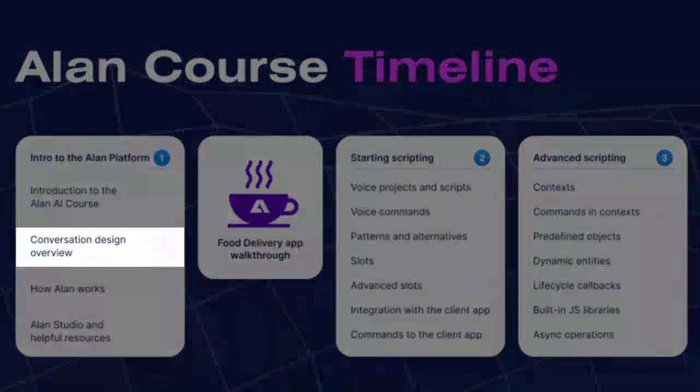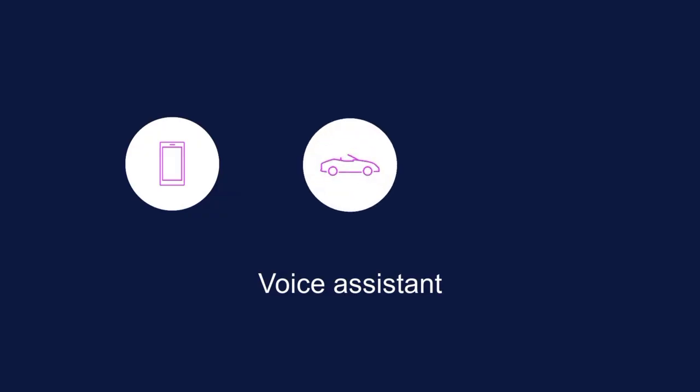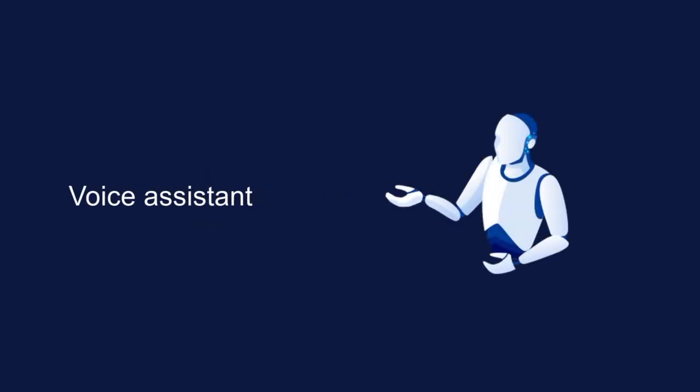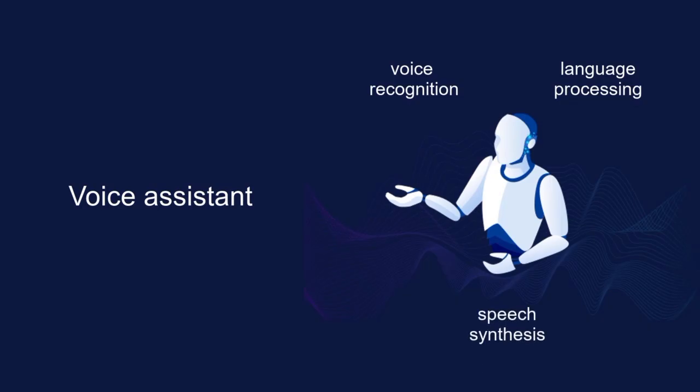Let's do a quick overview on the conversation design and where the voice industry is today. You can find assistants in smartphones, in cars, or household devices, and they are everywhere. But what exactly is a voice assistant? In short, it's a digital assistant powered by AI that uses voice recognition, language processing algorithms, and speech synthesis algorithms to listen to voice commands to fulfill the user's requests. Examples of popular voice assistants today would be Amazon's Alexa, Google Home, or Apple's Siri.